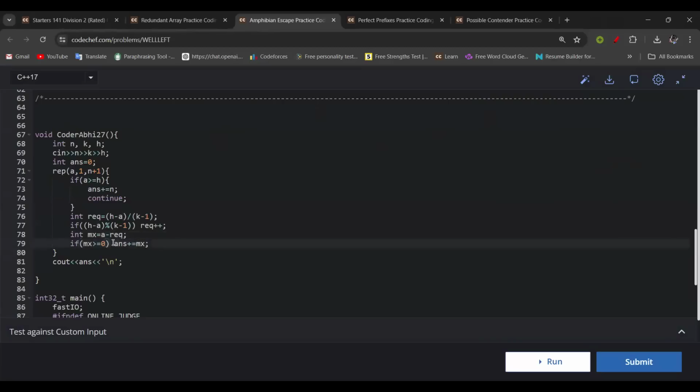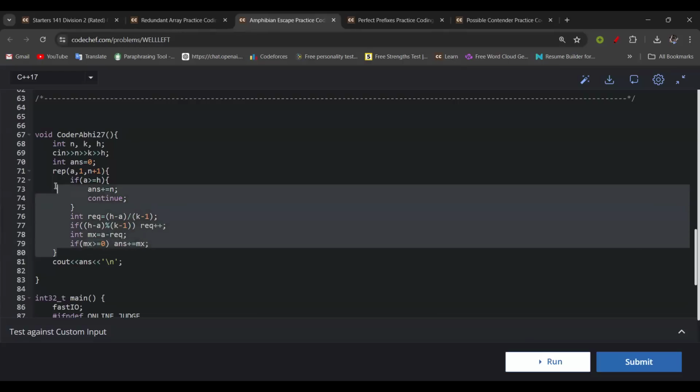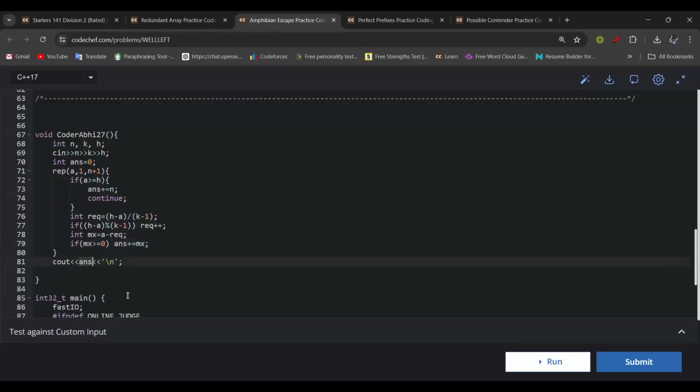And then if mx is greater than 0, it may happen that we get a negative value of B. In that case, we would add nothing to our answer. A negative value of B means whatever B you choose, you cannot come out of the well. You cannot have a negative value. So if you are getting a positive value of B, then only you would add plus mx to your answer, otherwise not. So this is our code and we can just pick the answer.